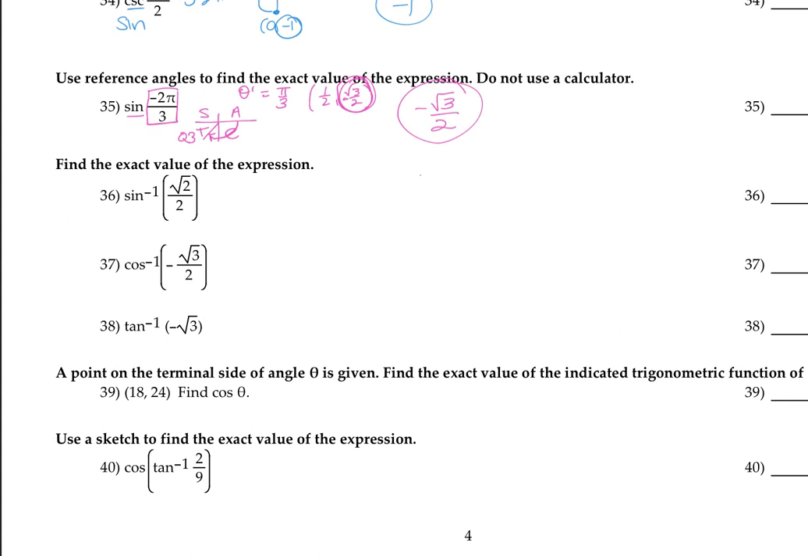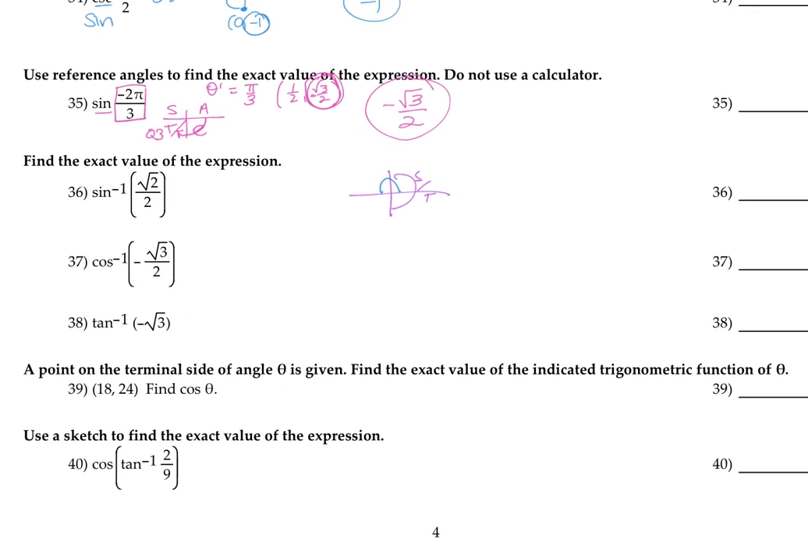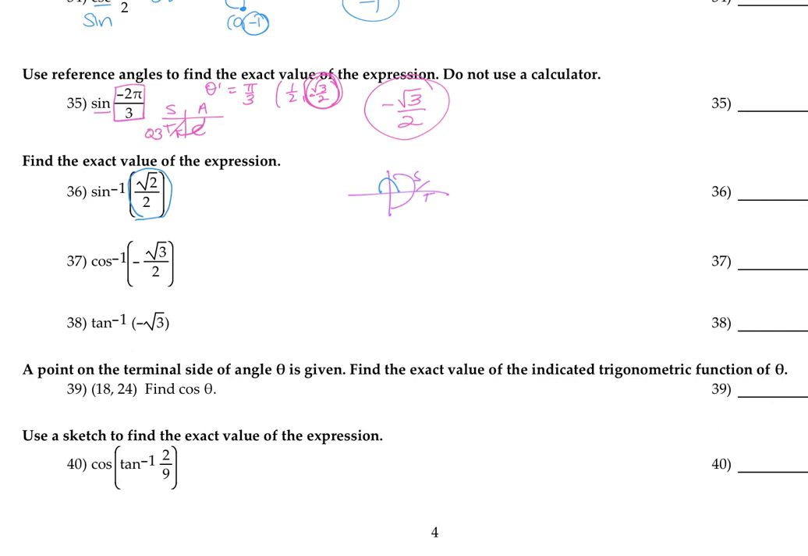These are your inverse functions. So remember, for sine and tangent, we use from negative pi over 2 to positive pi over 2. And then for cosine, we use 0 to pi. So sine of root 2 over 2 happens at pi over 4. Cosine of negative root 3 over 2 happens at 5 pi over 6. And tangent of negative root 3 happens at negative pi over 3.